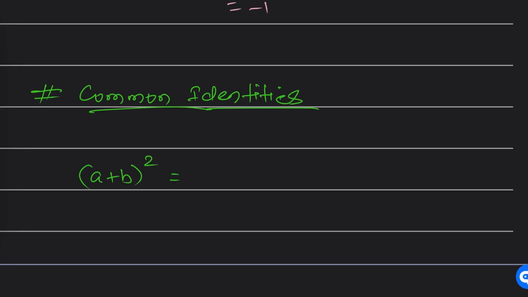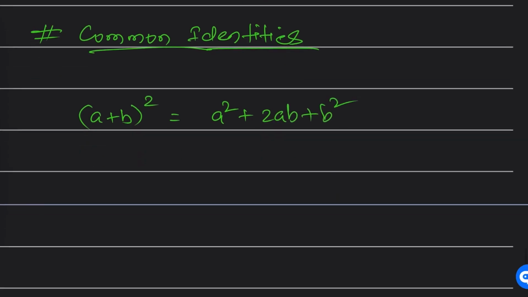(a plus b) whole square is a square plus 2ab plus b square. Simply you should remember it in this form; you can convert it into other forms also. I will discuss only the important ones, and the rest of the extra things I am not going to discuss here. (a minus b) whole square is equal to a square minus 2ab plus b square.